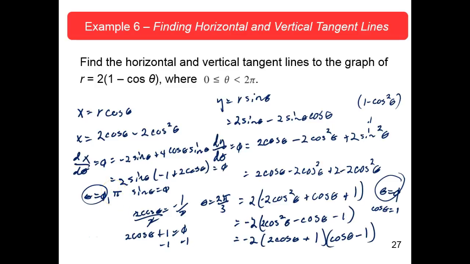So that's all right. All right, the second place is where 1 minus 2 cosine theta equals 0. In other words, that's where cosine theta is equal to 1/2. Okay, and what's true about that? Where is cosine theta equal 1/2?